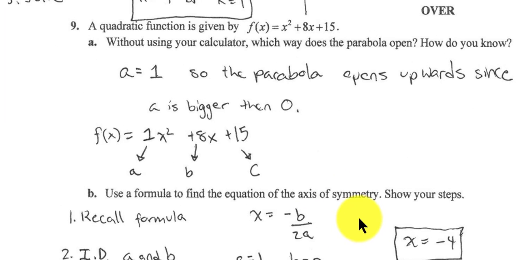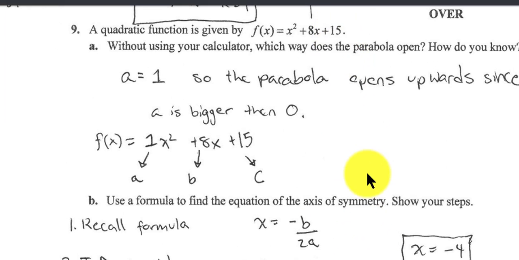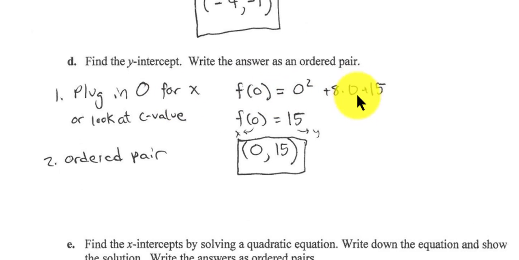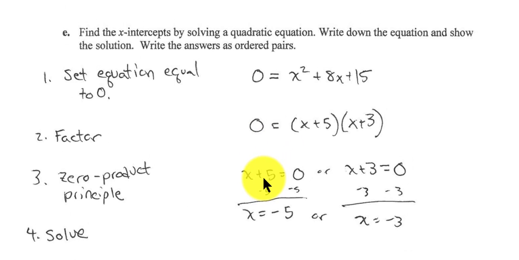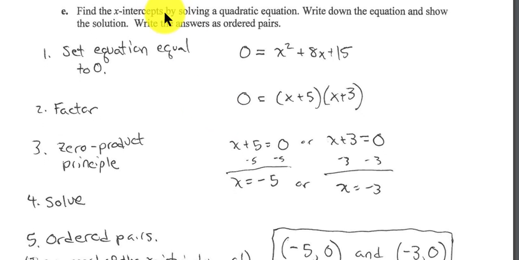The y-intercept is really just the c value, the 15, but you could always sub in 0 for x, and you end up with 15. The x-intercept is a little trickier. I'm going to do that in another video. So stay tuned for the next video.